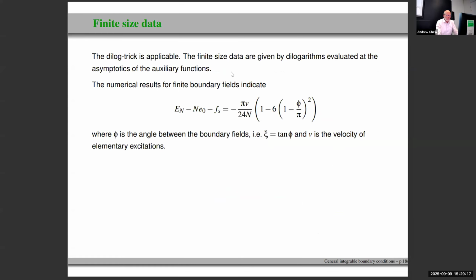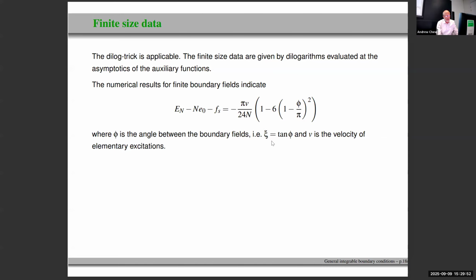Well, the dilogarithm trick is applicable, and we get the finite size data. So we look at the ground state energy, subtract the bulk energy and the surface energy. The surface energy is calculated explicitly, just in passing, and then we get minus pi velocity divided by 24 times n, not times 1, but times 1 minus 6 times (1 minus some parameter phi over pi) squared. This phi, so to say, angle phi, is a function of the angle between the boundary fields.